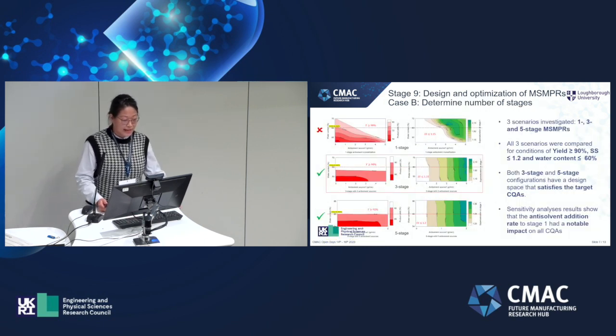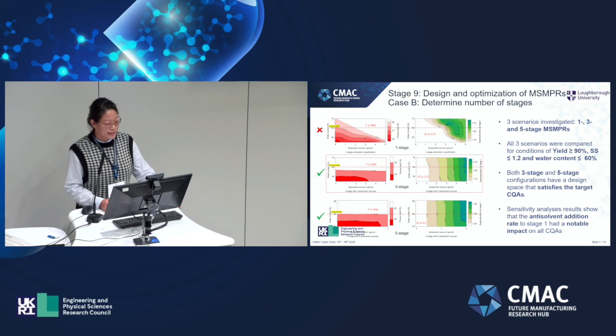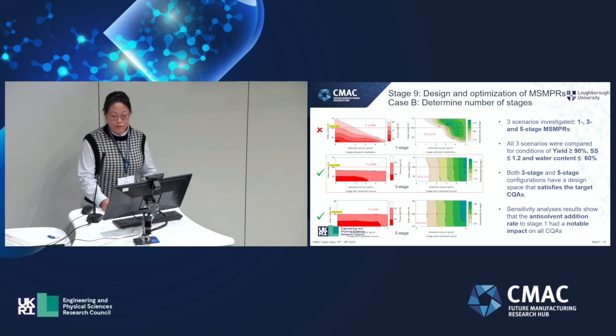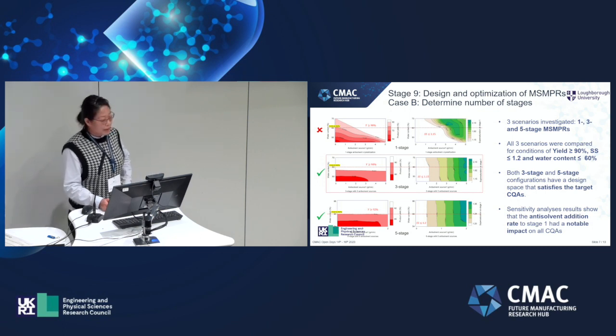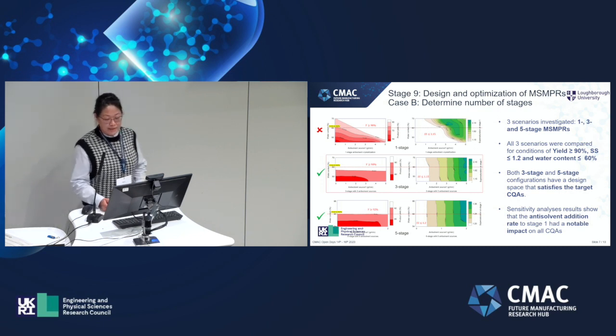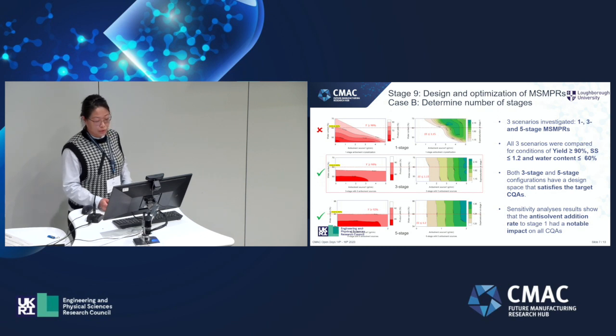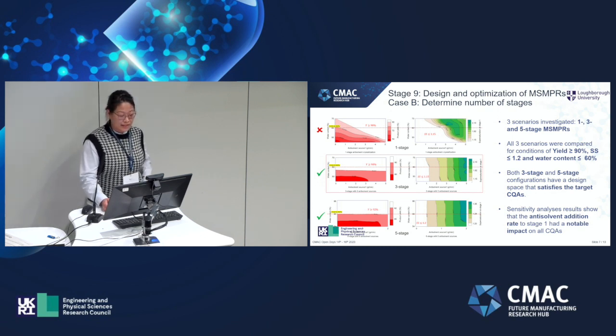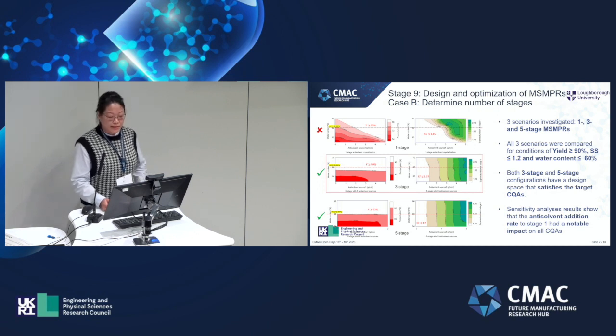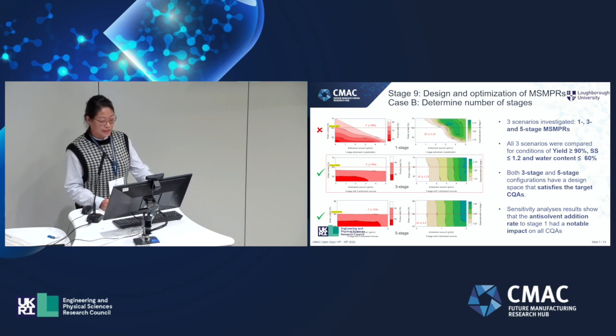For another case study, we investigated the number of stages for further design and optimization of the MSMPRs. Similarly, configurations with a varying number of stages were investigated. We found that both 3-stage and 5-stage configurations have a design space that can satisfy all the targeted quality attributes. So we conclude that 3-stage operation is enough to meet the desired quality attributes, indicating that a transition to a 5-stage operation is unnecessary.